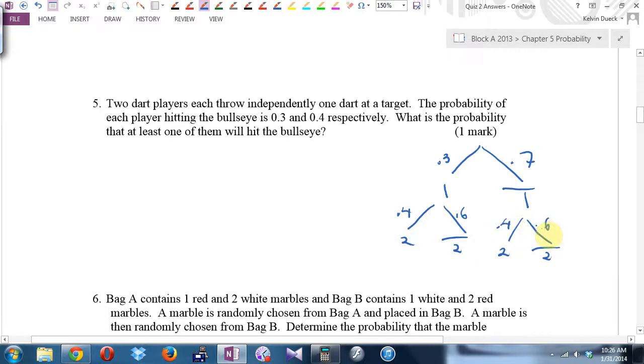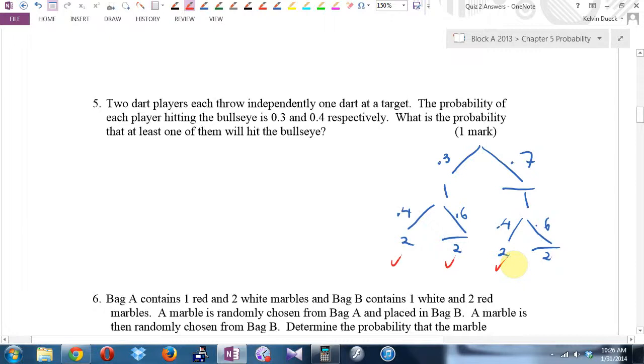Can you read to me the question sentence again, starting with the word what? What is the probability that at least one of them will hit a bullseye? Okay. Let's walk down each branch. Down this branch, does at least one of them hit a bullseye? Yep. Down this branch, does at least one of them hit a bullseye? Yeah, the first guy does. Down this branch, does at least one of them hit a bullseye? Yeah. Second guy does. Down this branch, does at least one of them hit a bullseye? No. Multiply down, add across.